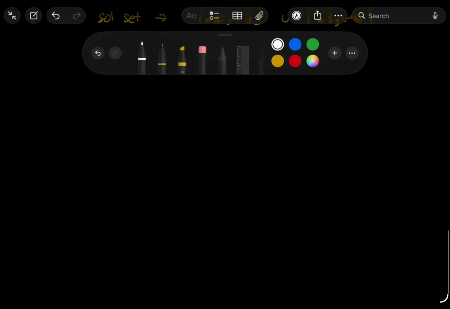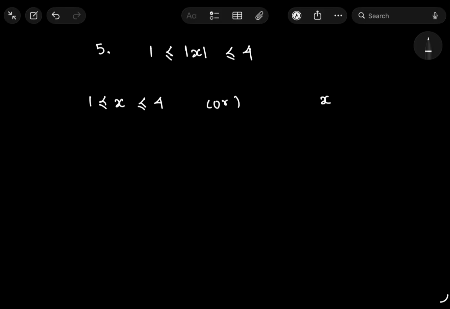And number 5 here, we have 1 less than or equal to modulus of x less than or equal to 4. So according to the properties, we will have two solutions. The first one is x lies between positive 1 and 4, or x lies between negative 1 and negative 4.